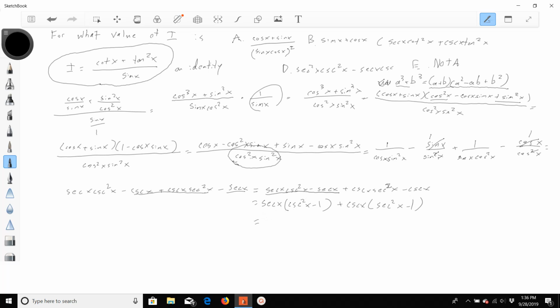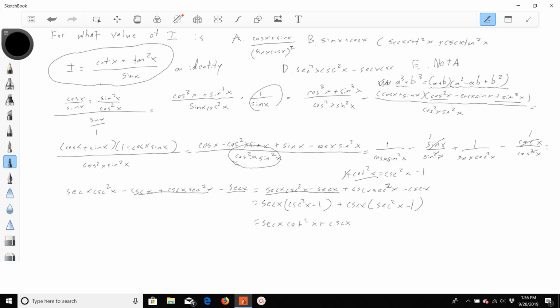Now I can simplify this sum. I'm going to get secant x. Now I know 1 plus cotangent squared x is cosecant squared x. So I subtract 1 from both sides. I should write it down, I guess. 1 plus cotangent squared x is equal to cosecant squared x. So I'm going to subtract a 1. It's going to go away when we're left with cotangent squared x.